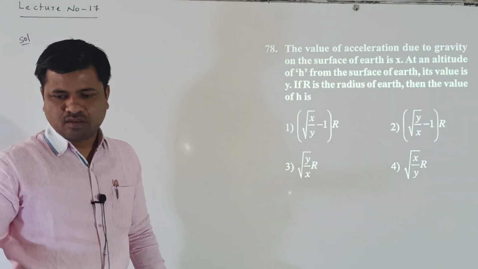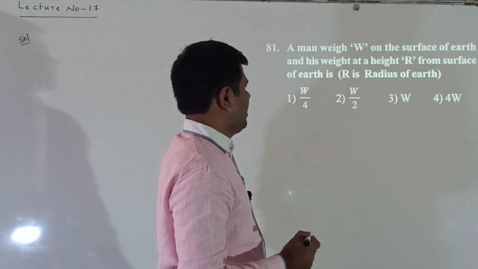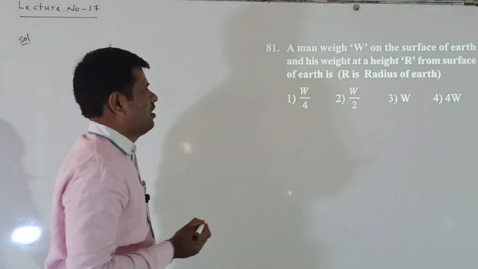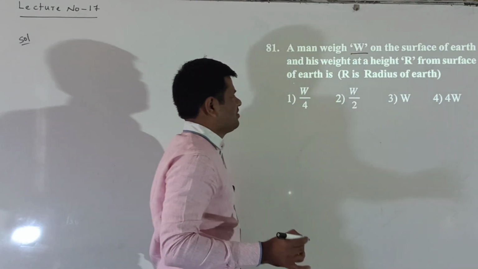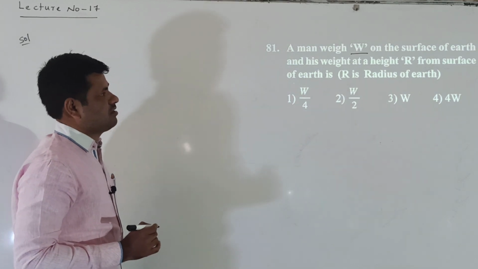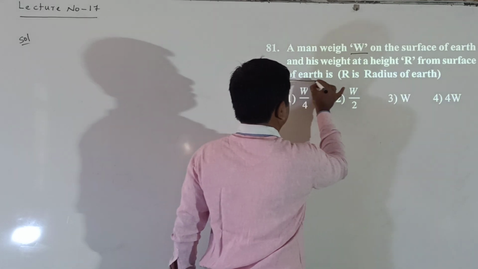Next question. A man's weight on the surface of the earth is W, and we need his weight at a height R from the surface of the earth.